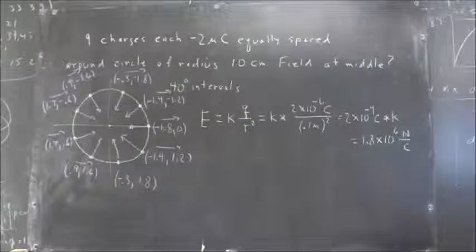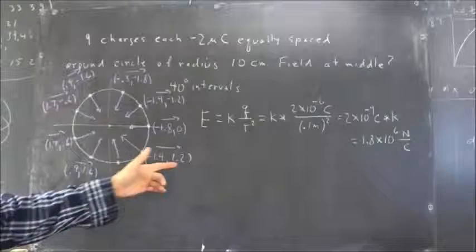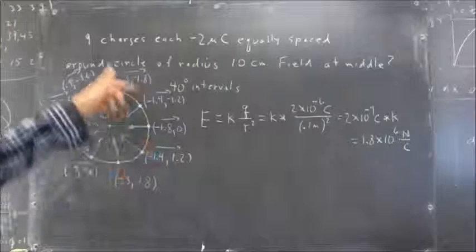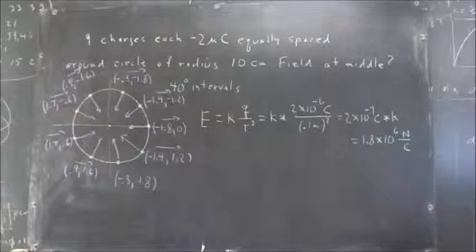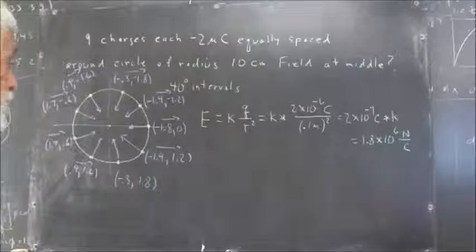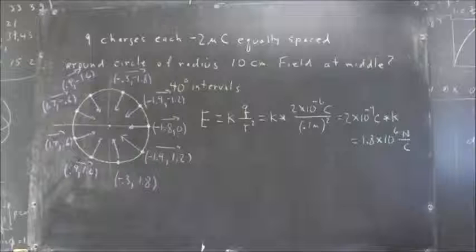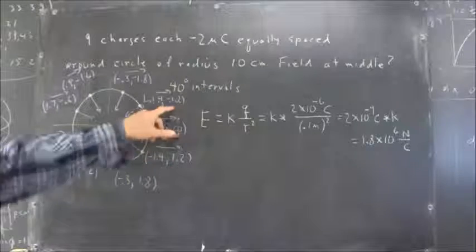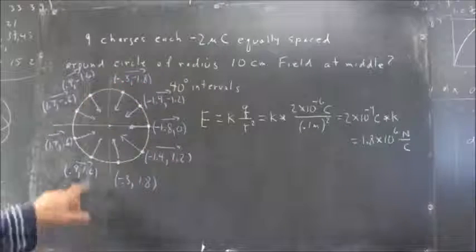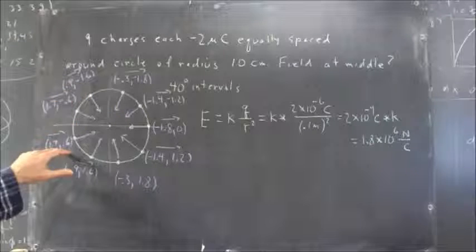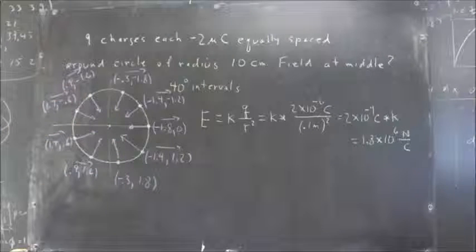Now we're going to go ahead and add these up. And as I said, you can see by the symmetry that these y components are going to add up to 0, aren't they? Okay. Now, are the x components all going to add up to 0? The y components are going to cancel out here and here, here and here, here and here, here and here. What's going to happen with the x components?